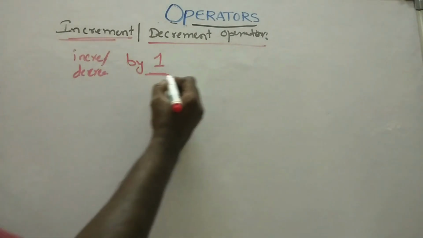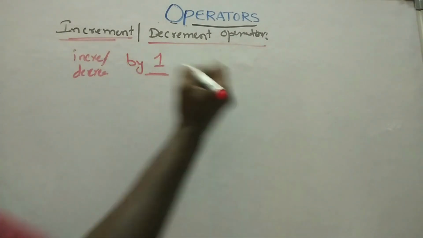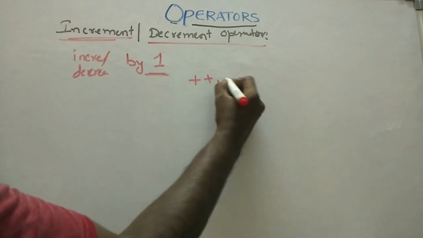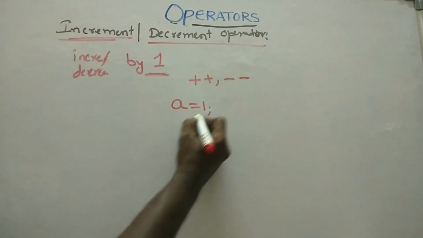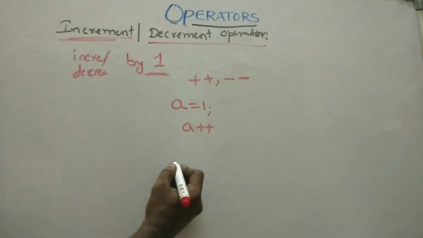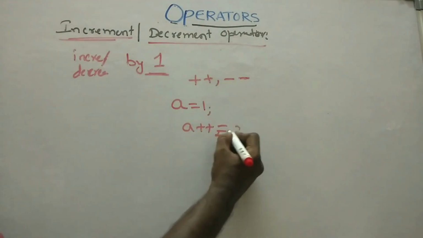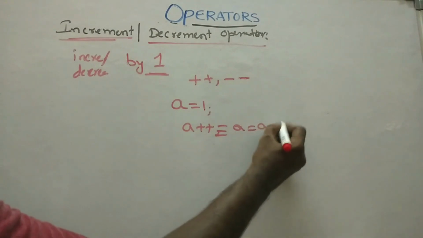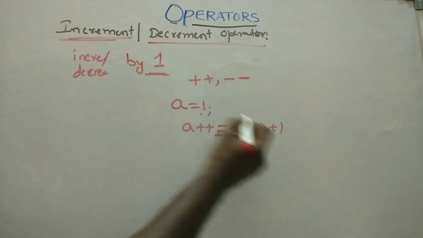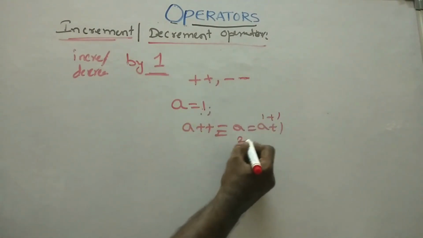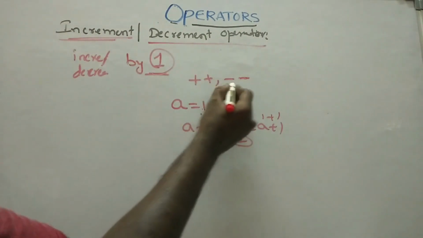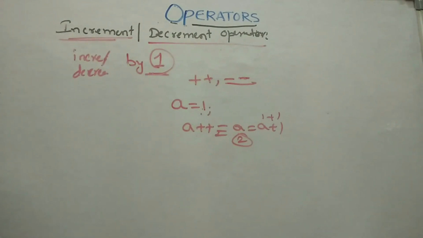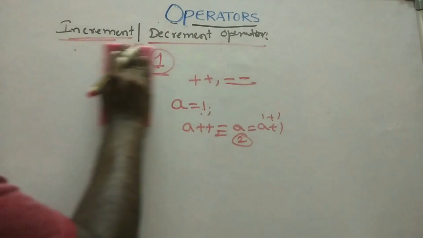Right? Now what is the increment operator? Increment operator is plus plus. Decrement operator is minus minus. For example, if we take A value as 1, A++ is nothing but A = A + 1. What is the A value? 1. So 1 plus 1 means now A value becomes 2. That means the value is incremented by 1. Otherwise the value is decremented by 1. That is the increment or decrement operator.